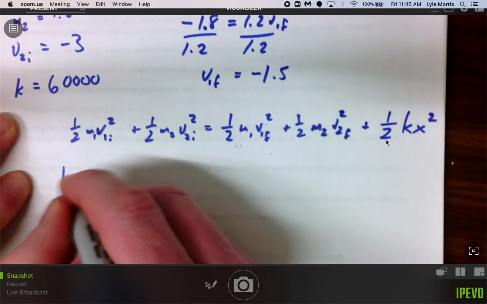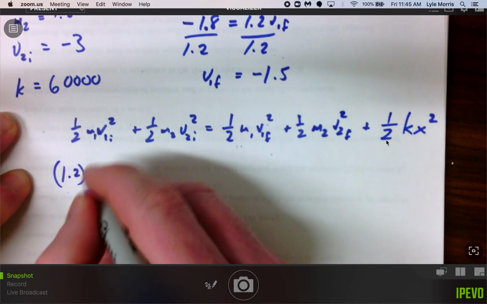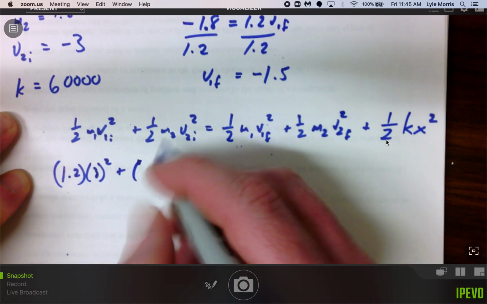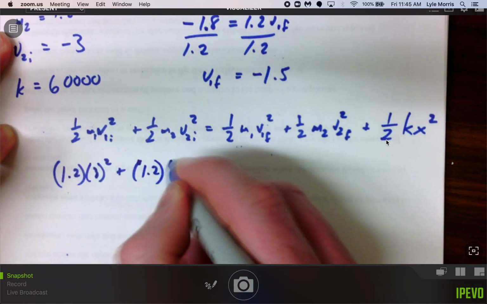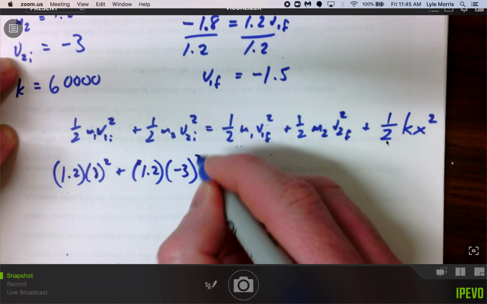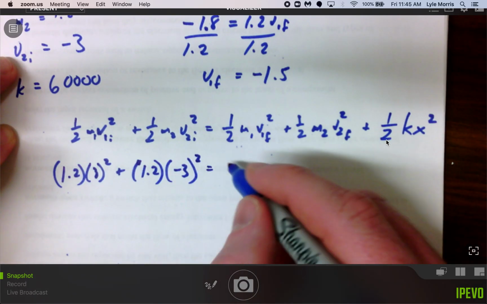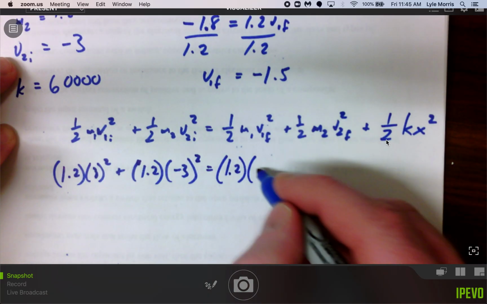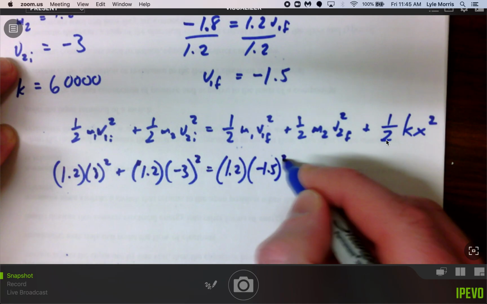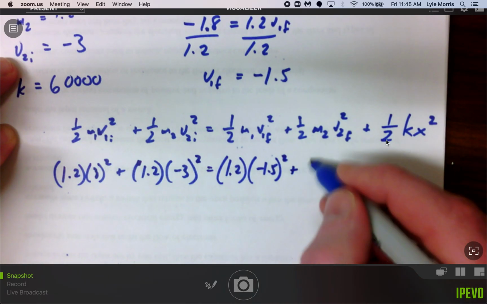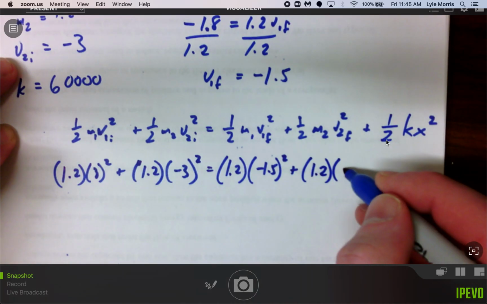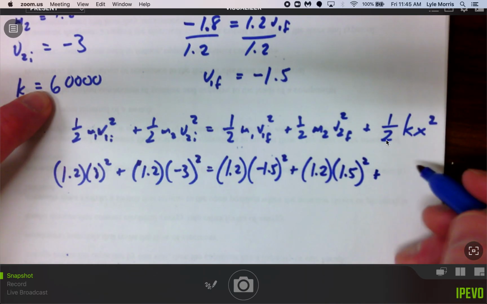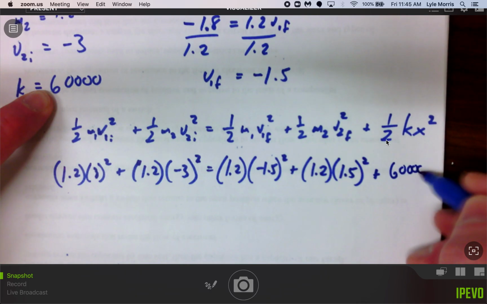M1, so 1.2, V1 is 3 squared, plus M2 is 1.2 times negative 3 squared, equals 1.2 times V1 is negative 1.5 squared, plus 1.2 times 1.5 squared, plus k, which is 60,000, x squared.